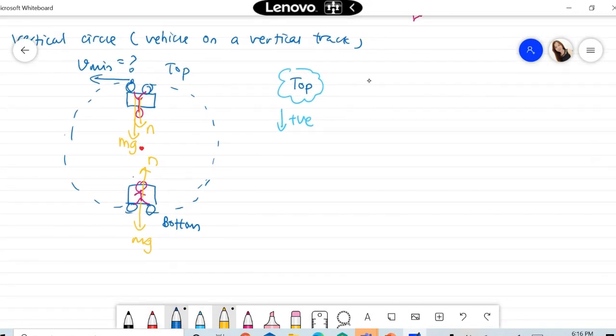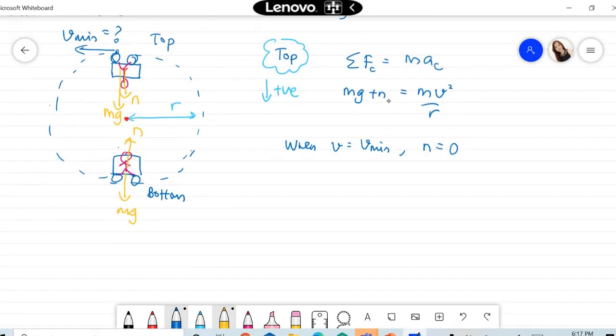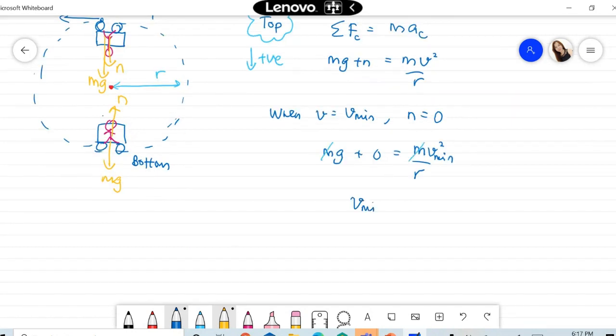Okay, I apply Newton's law. Summation of F is equal to ma. So this is centripetal force and centripetal acceleration. So I will have mg plus N equal to mac, where mac is actually mv squared over r. For example, the radius of the circle is r. When v is equal to the minimum speed, N is equal to 0. So substituting into this equation, mg plus 0 is equal to mv squared over r. So this v is called v minimum. So from here, v minimum is equal to the square root of gr.